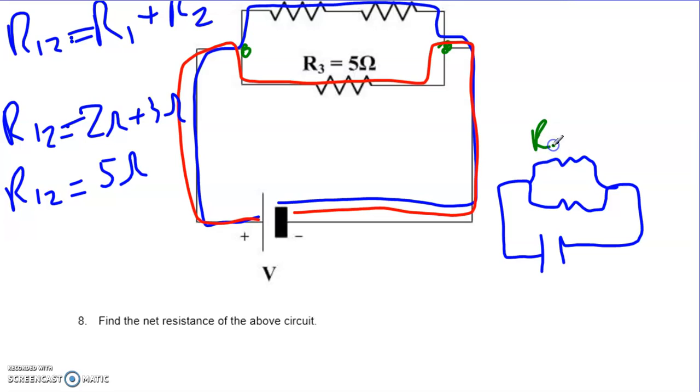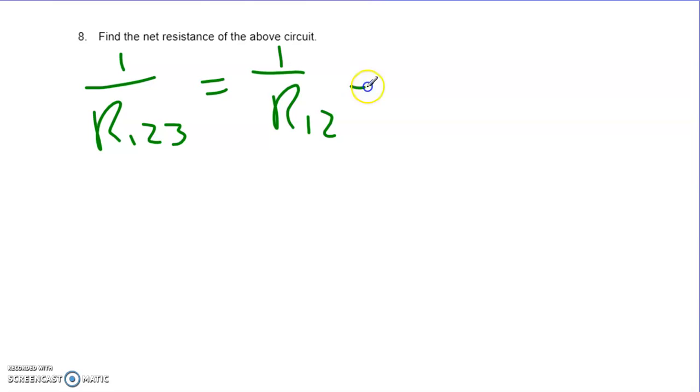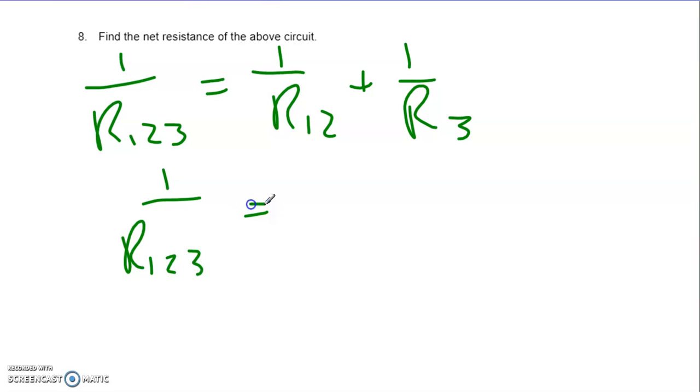Where this is R12 and this is R3. Now they are definitely parallel to one another because of those two different pathways. So we'll solve that now to figure out what is the total. So 1 over R123 is equal to 1 over R12 plus 1 over R3. So 1 over R123 is equal to 1 over 5 ohms, which is what we just got, plus 1 over 5 ohms.